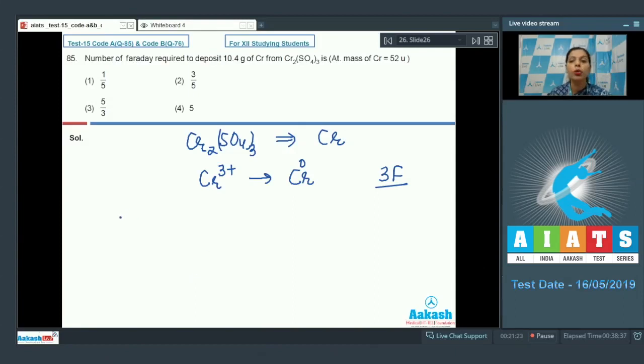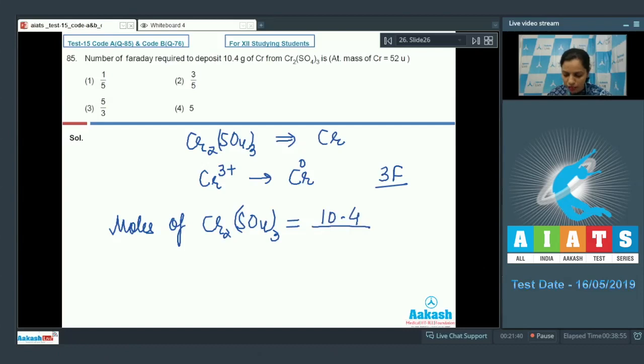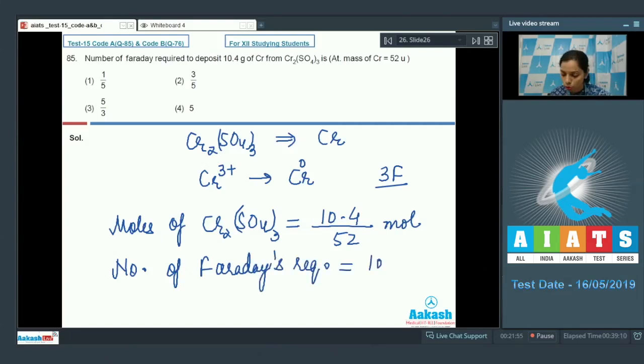Now, first of all, let's find out the number of moles of Cr2(SO4)3 available there. So in this case, moles of the given salt is equal to 10.4, the given mass, divided by its molar mass, 52. These are the moles. And now the number of Faradays required would be equal to the moles multiplied by the Faraday required for 1 mole. 3 Faraday we are requiring here.